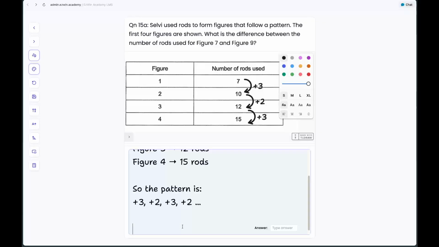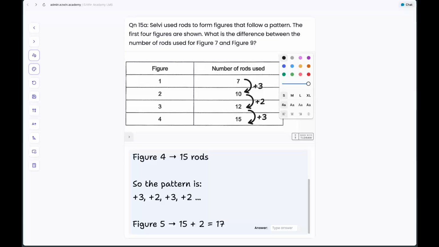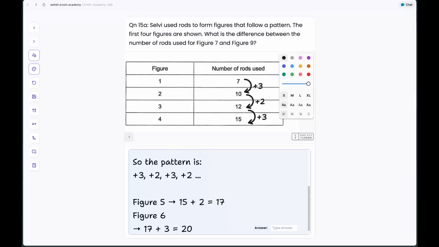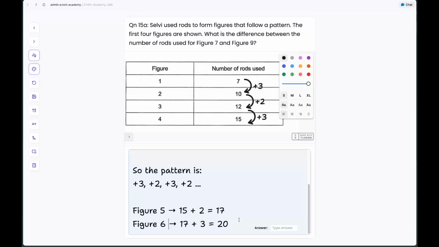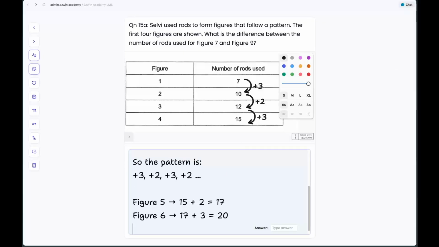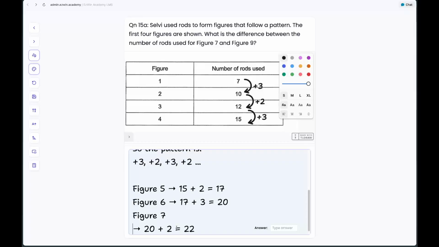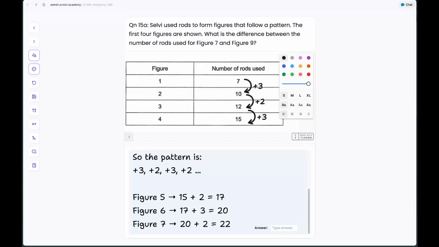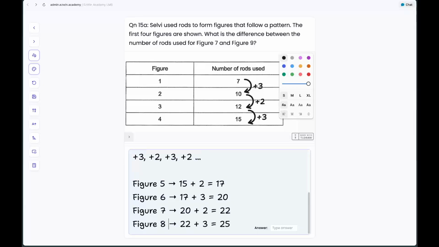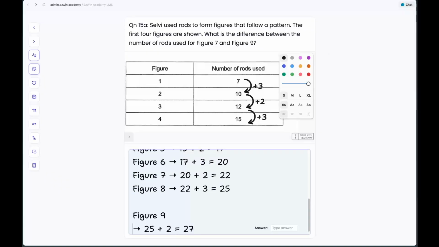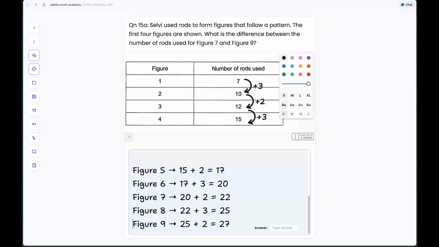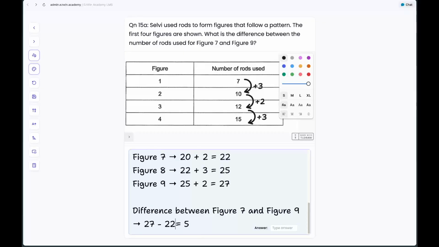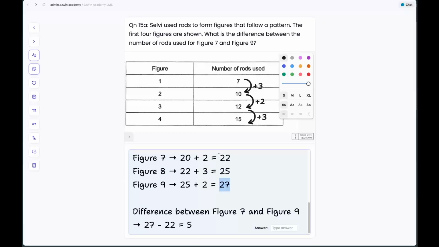So that means figure 5 over here is basically 17. Then we go to figure 6, so 7 and 9. So figure 7 and 9 is actually very close to our example. So figure 6 is 20. Then you just continue again. Figure 7 is 22. And then figure 8 is basically, you guessed it, 25. And lastly, for figure 9 over here, this will then be equal to 27. So we know figure 7 and figure 9. That means we can just get the difference, which in this case is 27, figure 9, minus figure 7, which is 22.